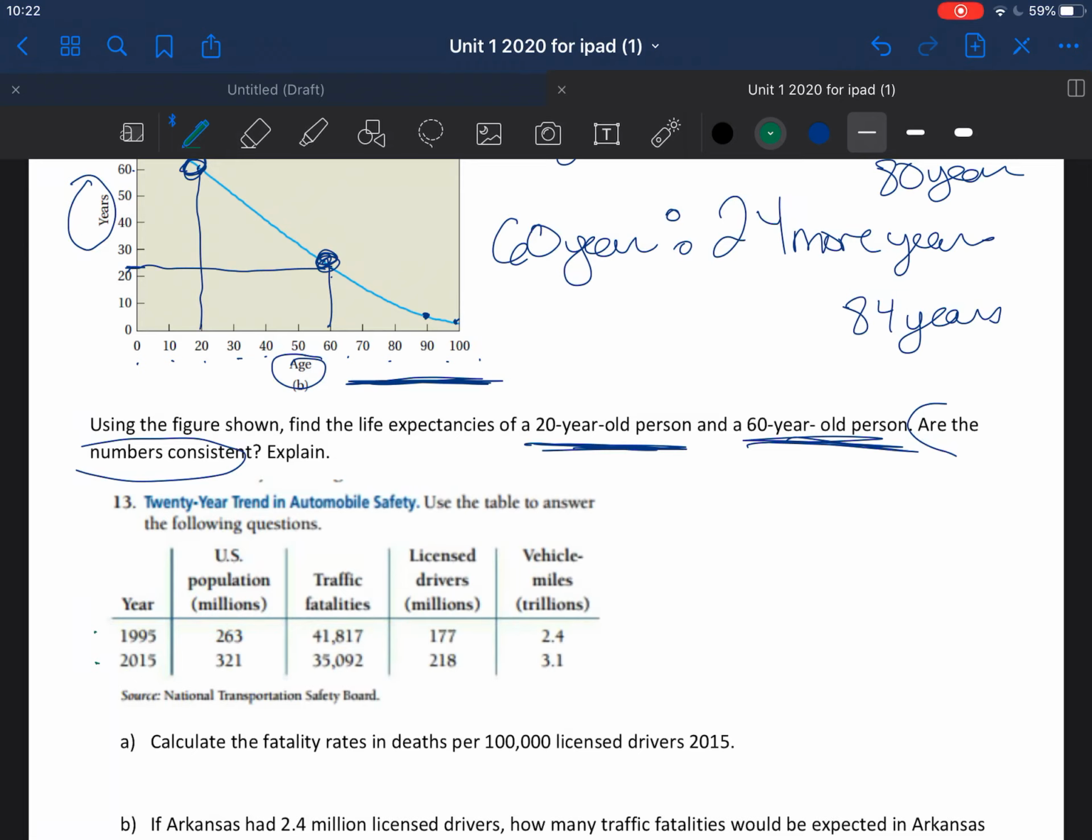We have the U.S. population in millions, the number of traffic fatalities, the licensed drivers in millions, and the number of vehicle miles in trillions. Notice these aren't all on the same scale, but within each column they're the same, meaning each of the vehicle miles is that many trillion, and each of the U.S. populations is given in millions so that we can better compare them. Now let's do some calculations.